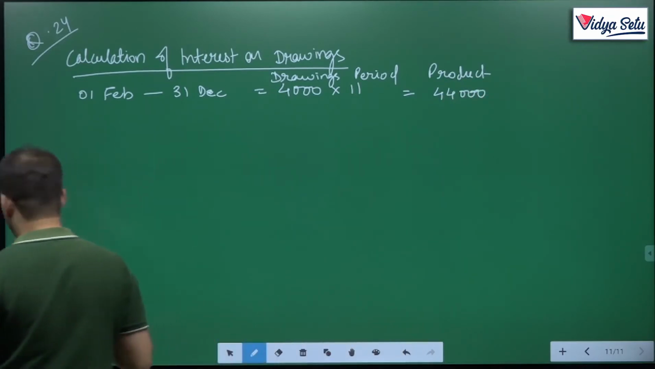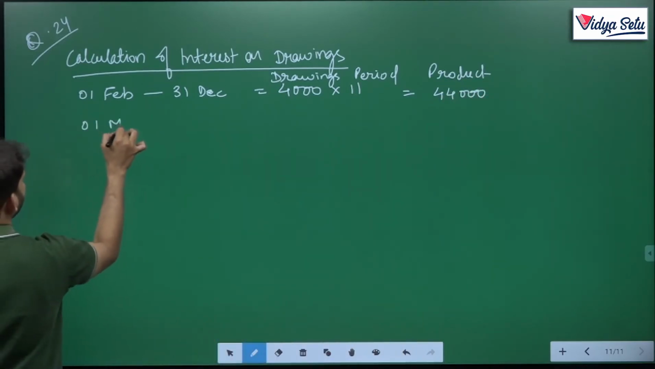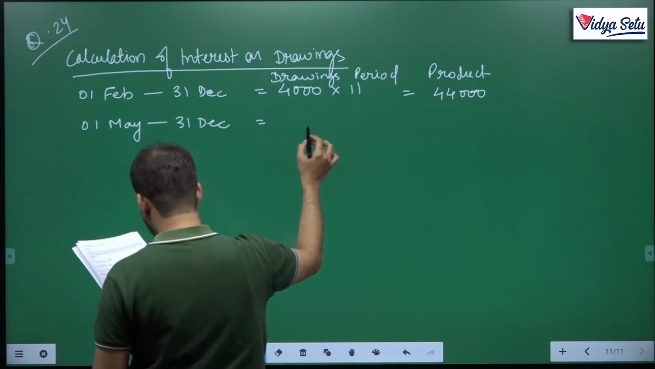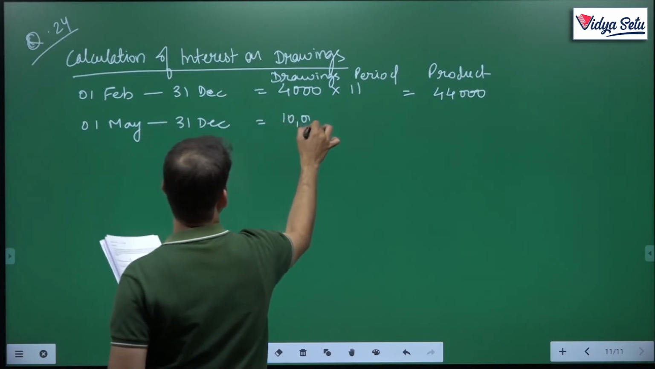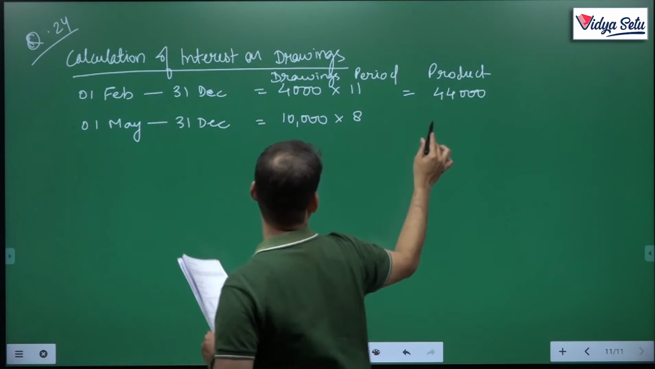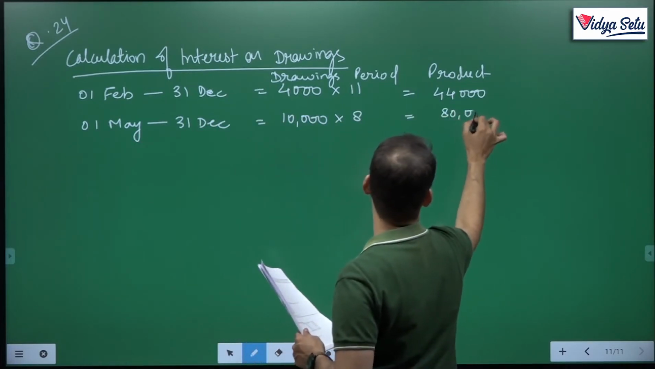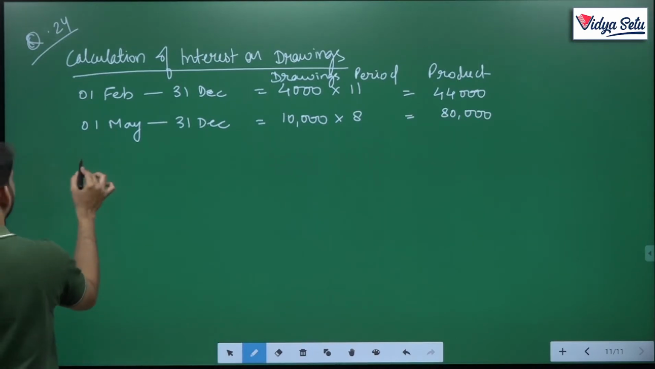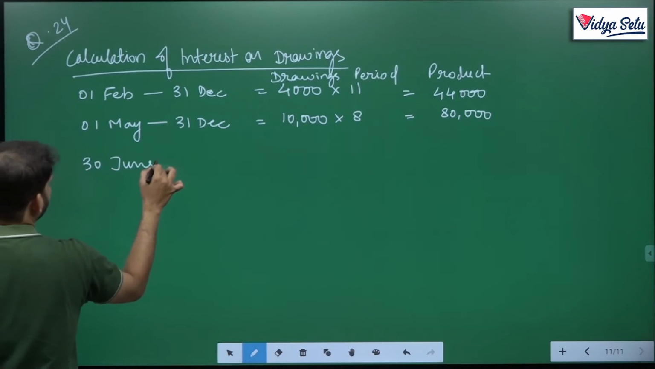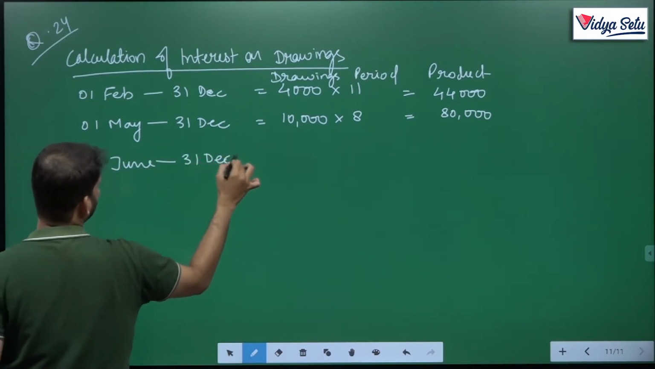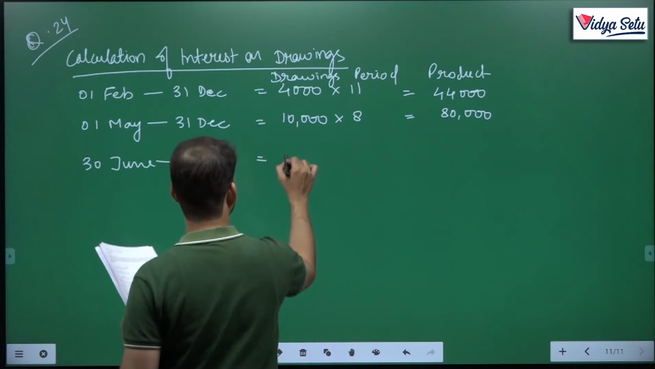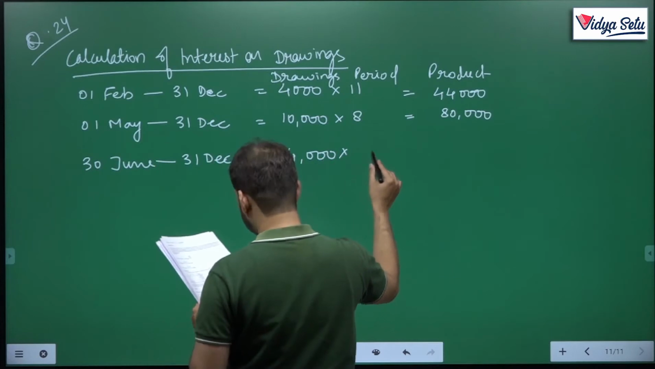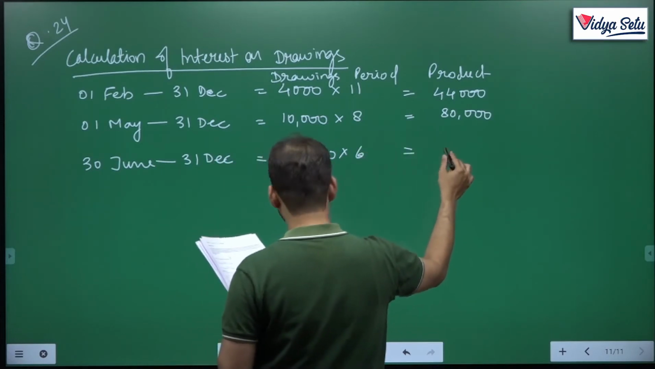Now, the amount he withdrew on May 1 was used till 31st December. So, how much he withdrew? He withdrew 10,000. So, from May till December becomes 8 months. So, the product comes to 80,000. Okay, it is just a type of calculation. This product method is also a calculation way. 30th June till 31st December he used the money. How much is 4,000 for 6 months? That comes to rupees 24,000.